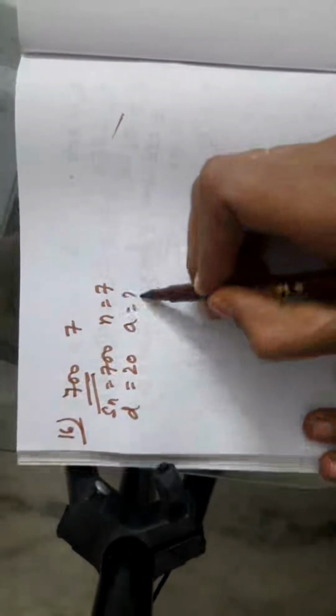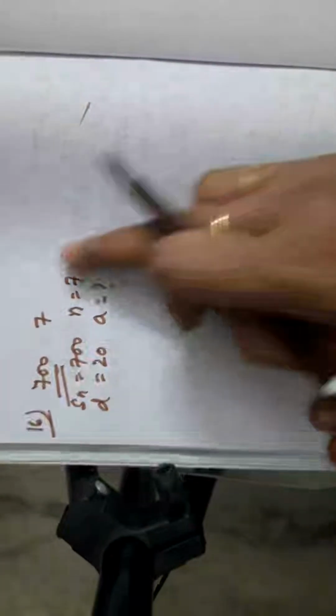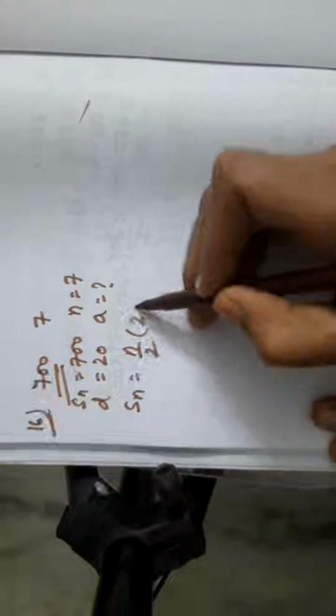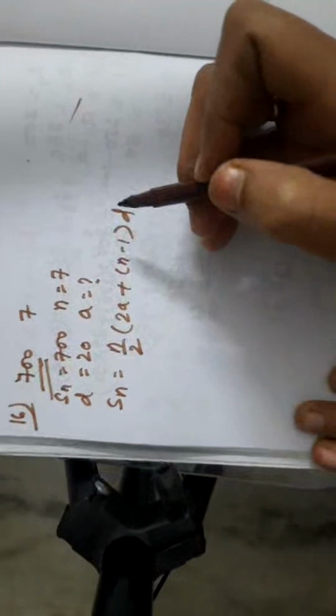They're asking what is the value of each prize. So A is not given. What is the first term? Or the first prize is not given. So we are going to calculate A value by having all the values in the equation. So sum formula is n by 2, 2a plus n minus 1 d. Put out all the values here.